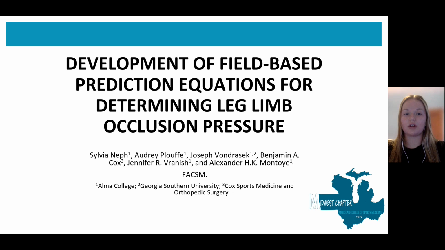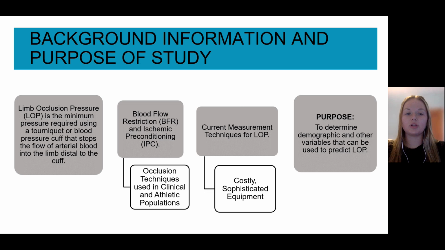I am currently a senior at Alma College, and with the individuals listed on the slide, we worked to develop a field-based prediction equation for determining leg limb occlusion pressure. Limb occlusion pressure is the minimum pressure required, using a tourniquet or blood pressure cuff, to stop the flow of arterial blood into the limb distal to the cuff.